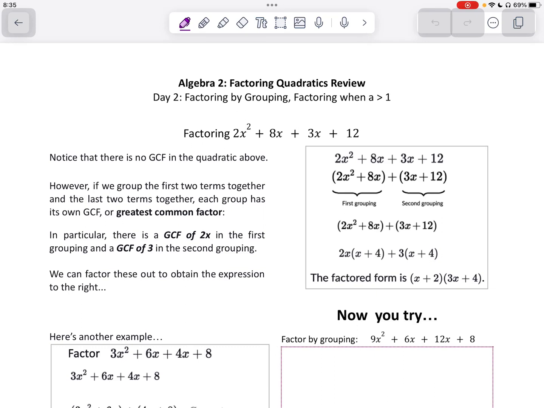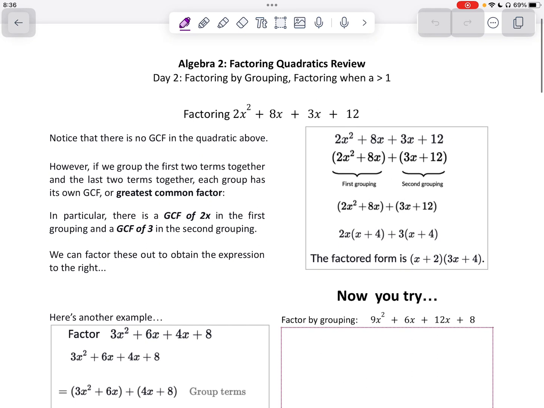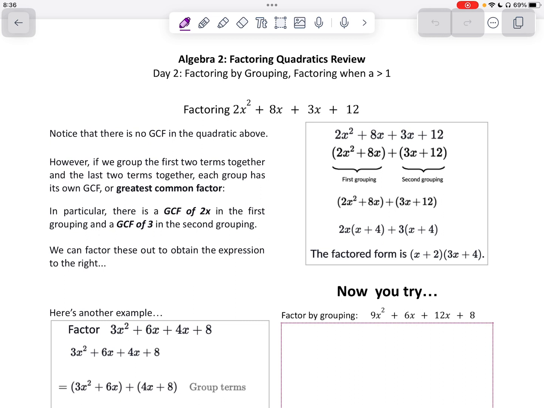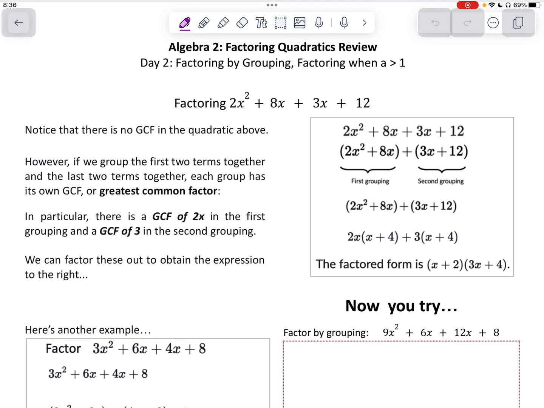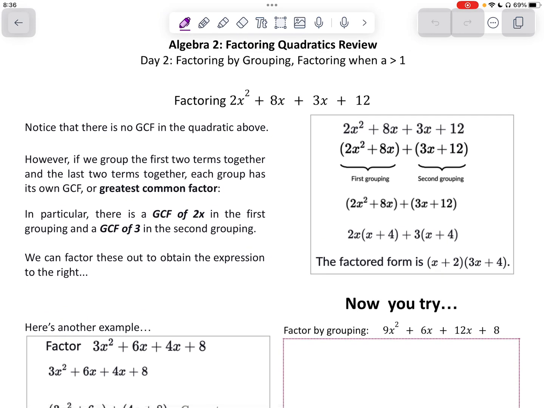All right, so here we are on day 2 of our factoring review week, mini unit on factoring. And the next type of factoring we're going to look at is factoring by grouping. And then we're going to take that and expand it to factoring quadratics when the leading coefficient is greater than 1, when the a coefficient is greater than 1. So first of all, let's look at factoring by grouping.